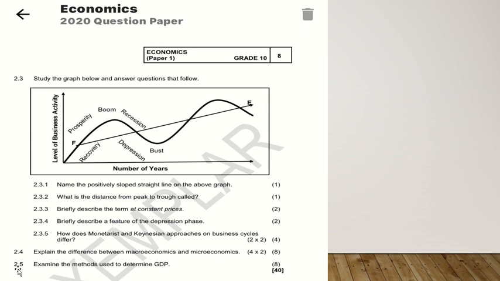So production method. With this method, GDP is determined by the sum of the value added at each stage of the production process. And revenue method, GDP is determined by the income earned from the factors of production within the borders of the country. And with the expenditure method, GDP is determined by the total expenditure on all final goods and services produced within the borders of the country.